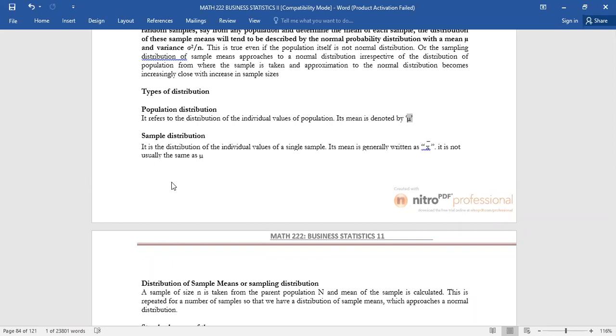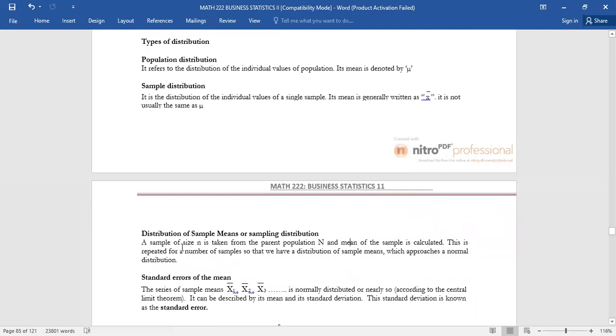These samples, when we get their means, we are going to have mean 1, mean 2, mean 3, up to mean 10. So when we talk of the sample mean, which is denoted by X bar, it is not usually the same as the mean of the entire population. They'll differ. So even when we come now to the distribution of the sample means, a sample of size n will have been taken from the parent population of N, which is capital. So we are talking of the population, which is denoted by capital N, and we are talking of the sample, which is denoted by small n.